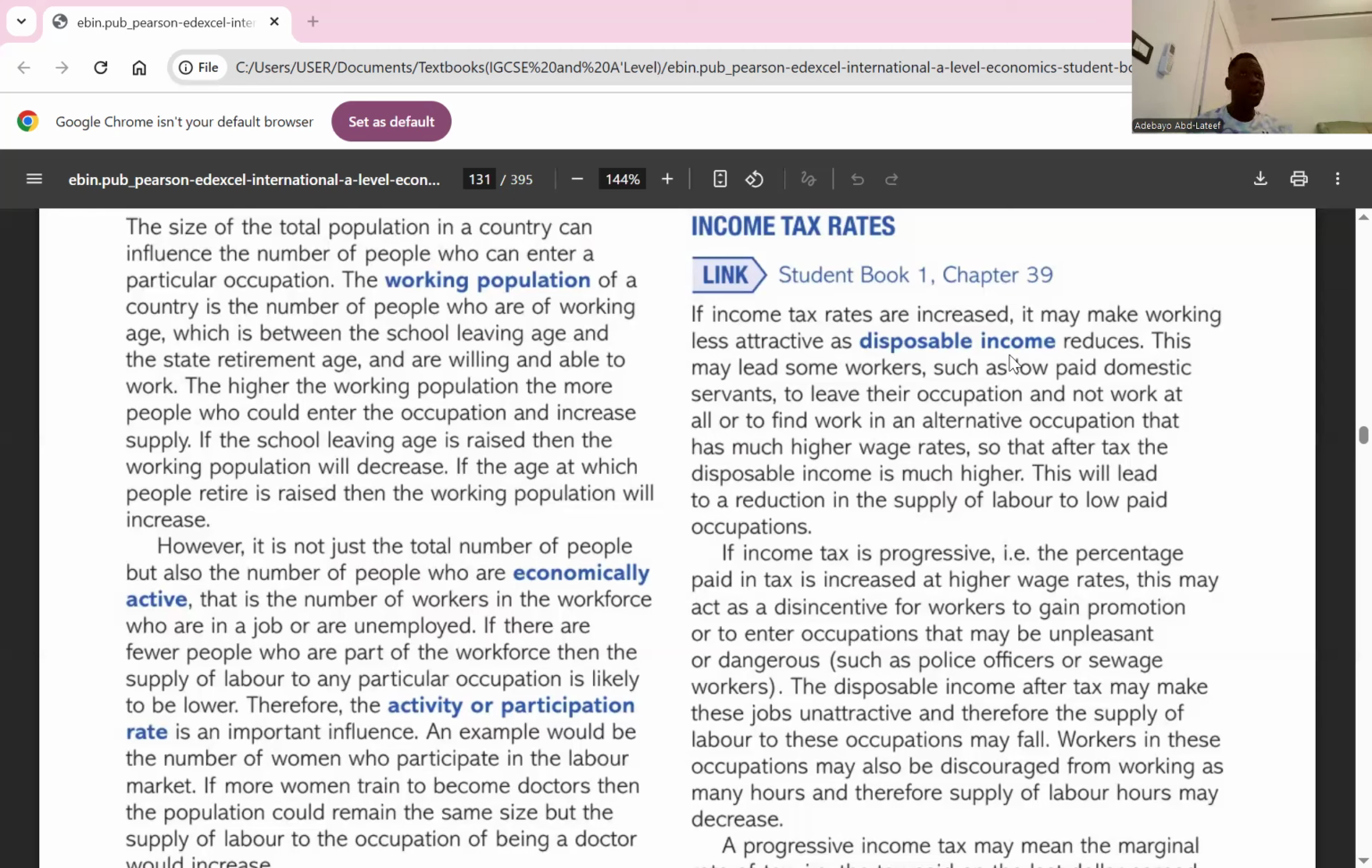So not paying taxes means you have more disposable income. Do you get it? So there's incentive or there's motivation for you to supply labor in such jobs. And that would shift the supply curve of labor rightward. Is it clear? Any question about that? No.